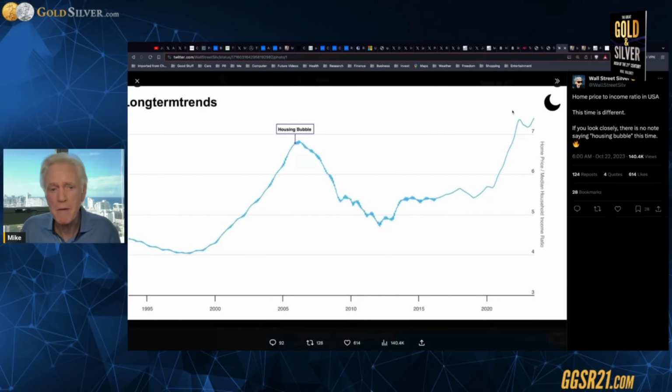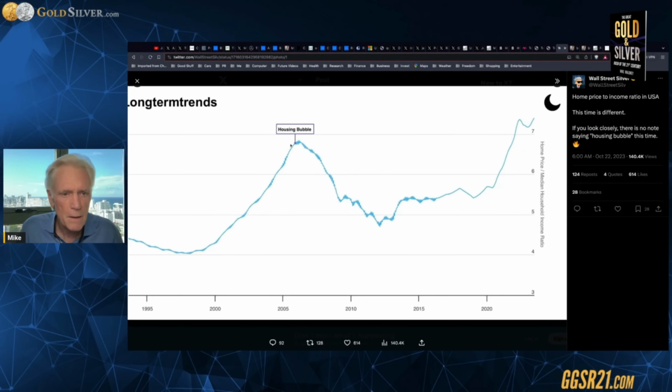Anyway, getting back to the economy, Wall Street silver, home prices, the home price to income ratio in the USA. This time is different. If you look closely, there's no note saying housing bubble this time. That is what's different. So this is from Long-Term Trends, a great website. And what you see here is that back in the 90s, home prices were four times the typical household income. So the average U.S. home price, probably the median U.S. home price, was four times the median income in the United States.